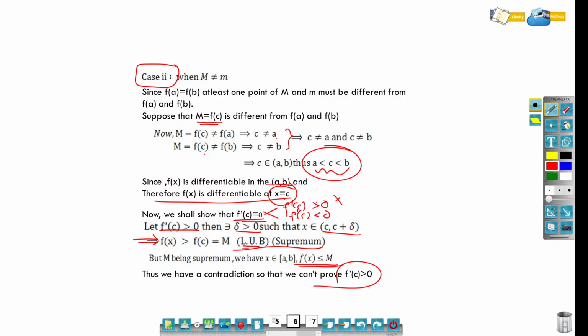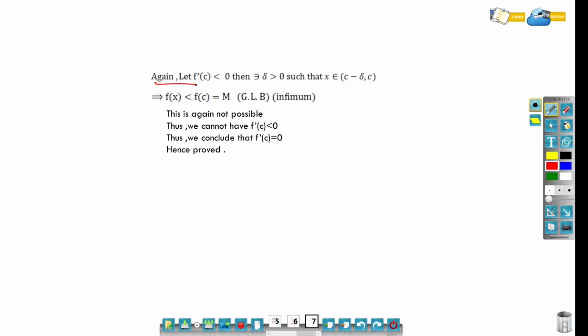Similarly, we need to show f'(c) less than 0 is not possible. Again, with f'(c) less than 0, by choosing a small positive number delta, in this interval we get the GLB, the greatest lower bound, that is the infimum. So this is again not possible. Thus we cannot have f'(c) less than 0. From this we can conclude that f'(c) equals 0. So hence this is the proof of the theorem. Thank you.